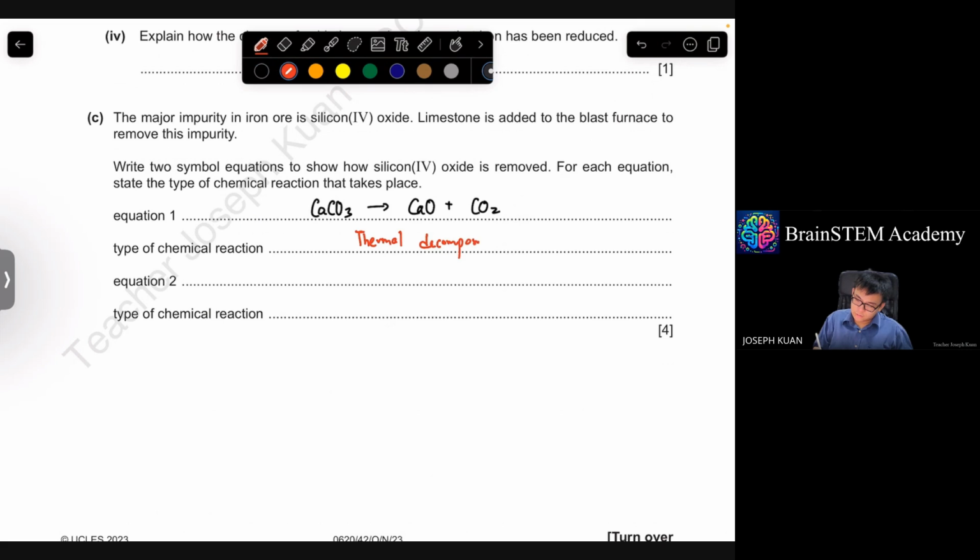Then equation 2, we have calcium oxide reacting with silicon dioxide, forming calcium silicate, which is also known as slag. This is actually a neutralization reaction. Or you can call it an acid-base reaction.